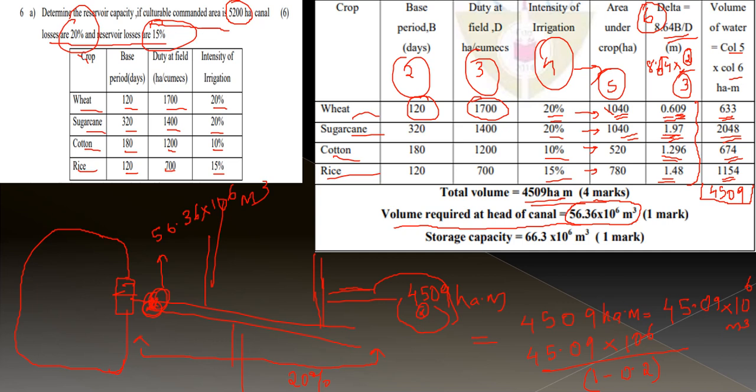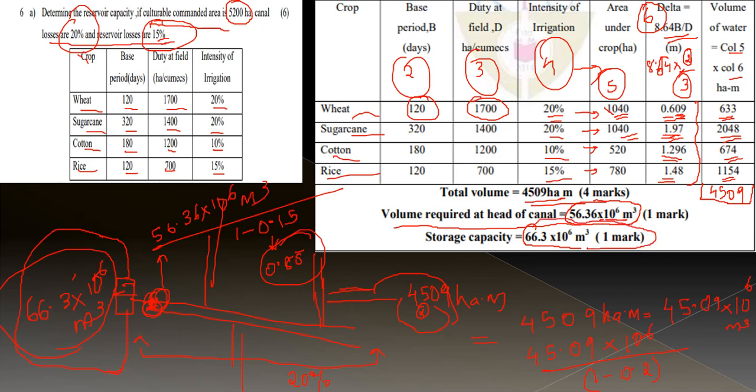Now there is reservoir loss of 15%. To get that, we have to divide this value by 1 minus 0.15, that is 0.85. That is water required at the reservoir or storage capacity is equal to 56.36 into 10 raised to 6 divided by 0.85, and you will be getting the value as 66.3 into 10 raised to 6. So that is our final answer.